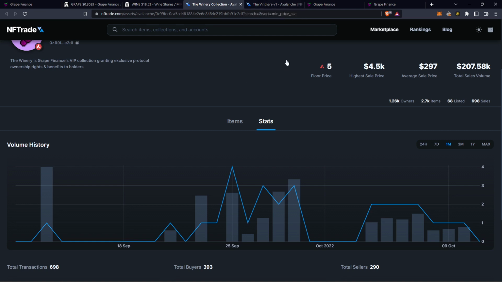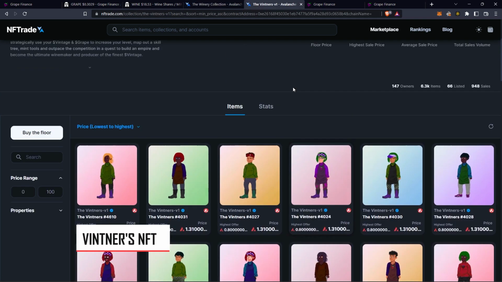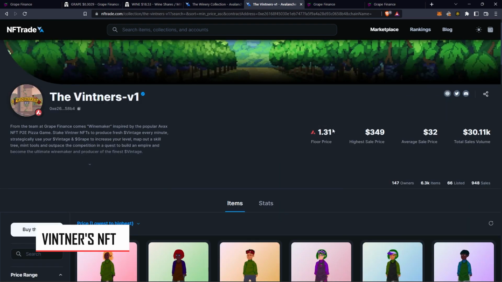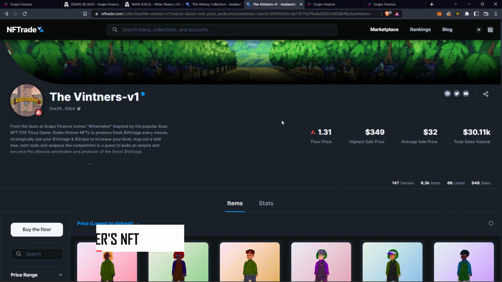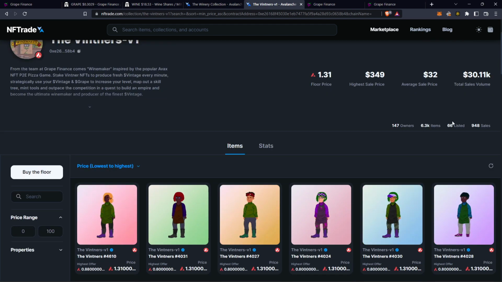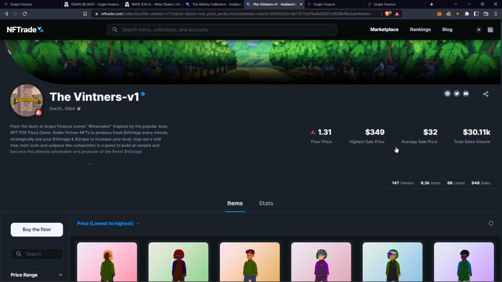Now it's time to move on to everyone's favorite play to earn game NFTs, that is the winemaker. The floor price of the Vintners is sitting at 1.3 AVAX, which is the same as the last week. The floor doesn't seem to have moved a lot. The total listed count has somewhat stayed stable until now. I'm going to share some very exciting things regarding the winemaker game, so make sure that you stick around till the end of this video. Spoiler, it's time for new tools. Okay, that is it for the Vintners NFT collection.